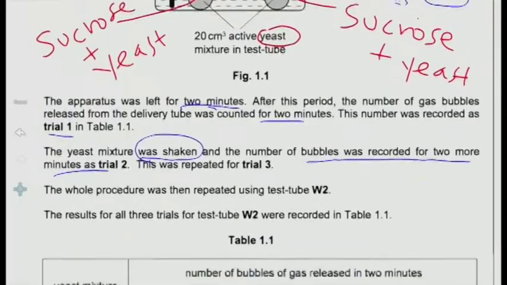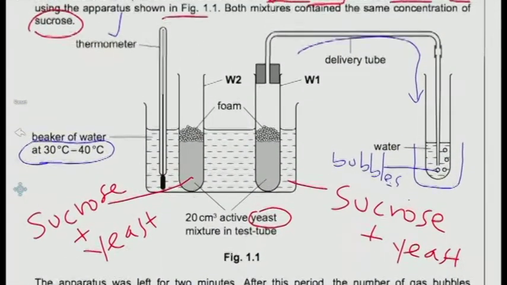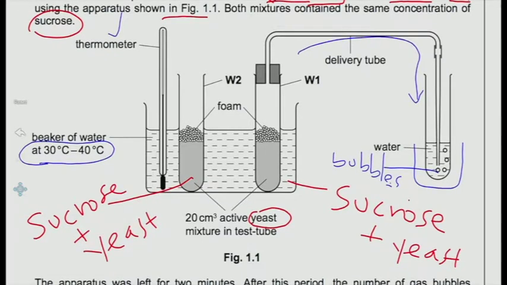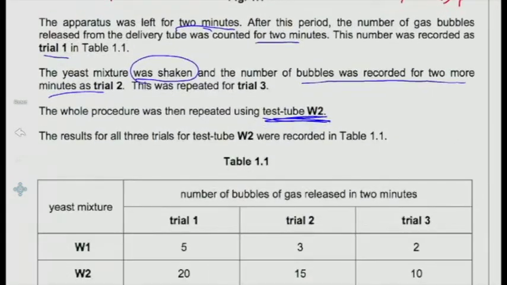The whole procedure was then repeated using test tube W2. So having finished W1, the students went to W2. W1, remember, is test tube 1. Taking you back to the diagram, W1 is that test tube, and W2 is the other test tube there. No heating up of the water, so the water was bound to cool a bit in the process. The results for all 3 trials for test tube W2 were recorded in table 1.1.